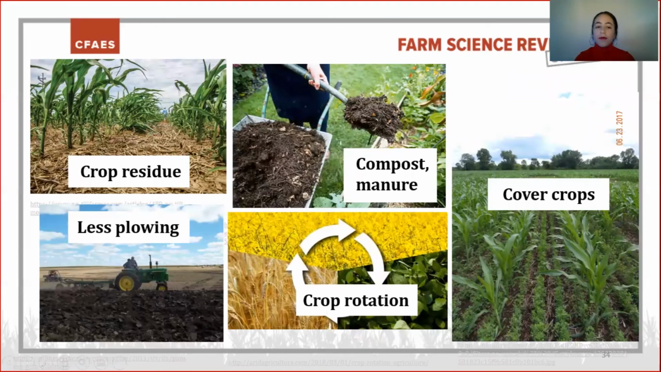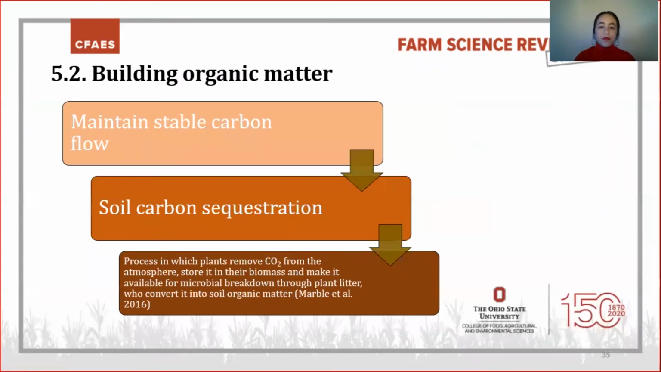Now, here we have the different types of carbon inputs that we spoke about previously: crop residue, less plowing, compost and manure, crop rotation, and cover crops. So when we talk about these carbon inputs, these gains into the system, we're actually helping build organic matter. So this is why they're so important to consider and to implement in our farm so that we can increase the SOM content. So to build organic matter, we need to maintain that stable carbon flow. We need to keep that carbon coming into the system because we need to enhance soil carbon sequestration.